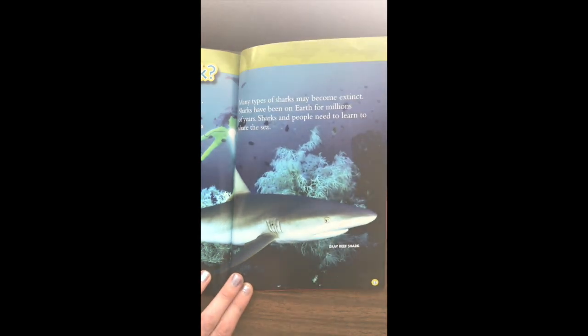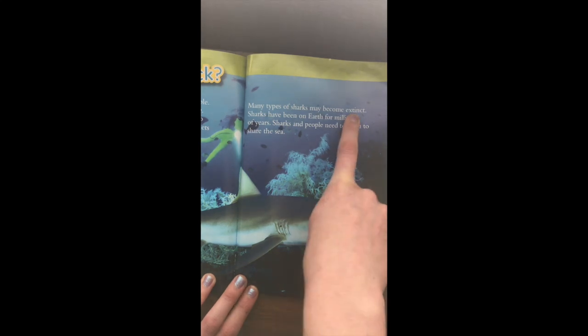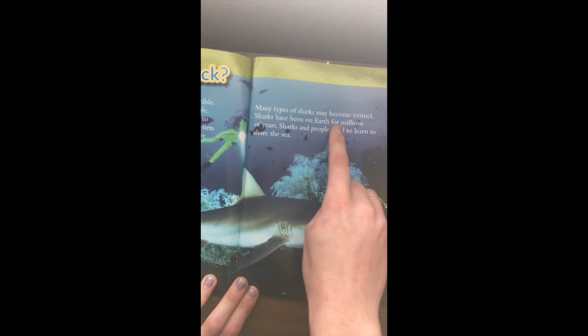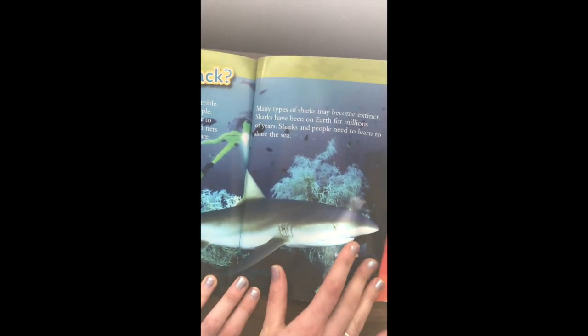That's another label. Many types of sharks have become extinct. Do you remember what that means? It means that they're not on the planet anymore. Sharks have been on Earth for millions of years. Sharks and people need to learn to share the sea. I agree.